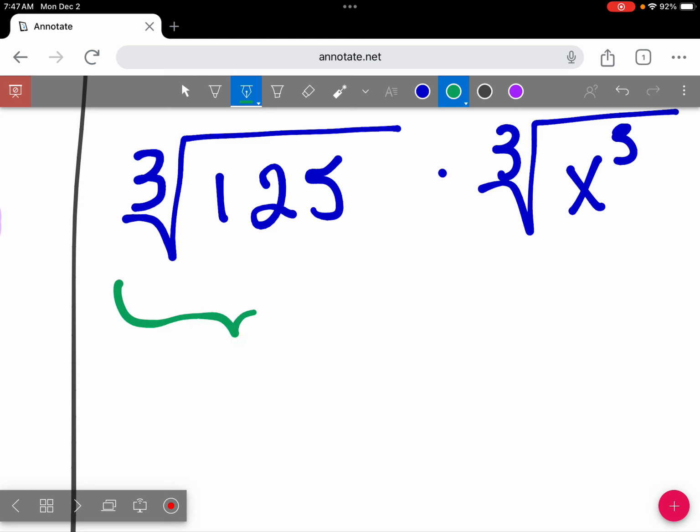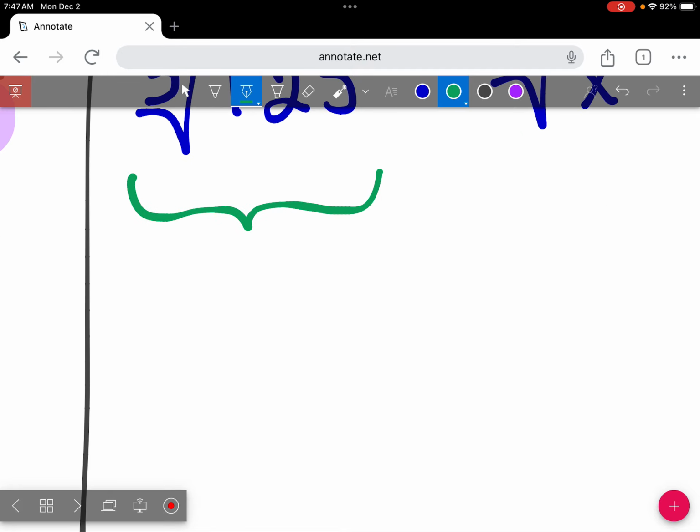What is the cube root of 125? 5 cubed gives me 125. Or you can come through and factor it. 5 times 25 gives me 125, which means you'd have 5 times 5 times 5. Here's my group of 3.